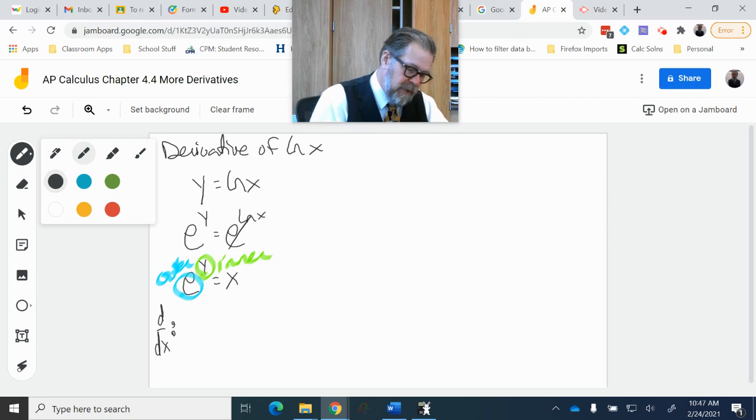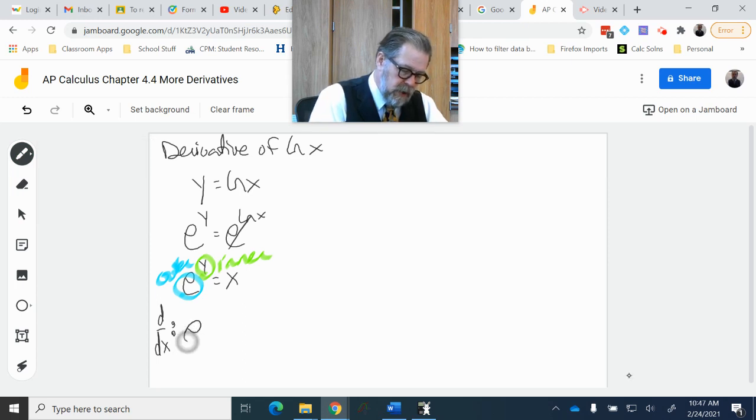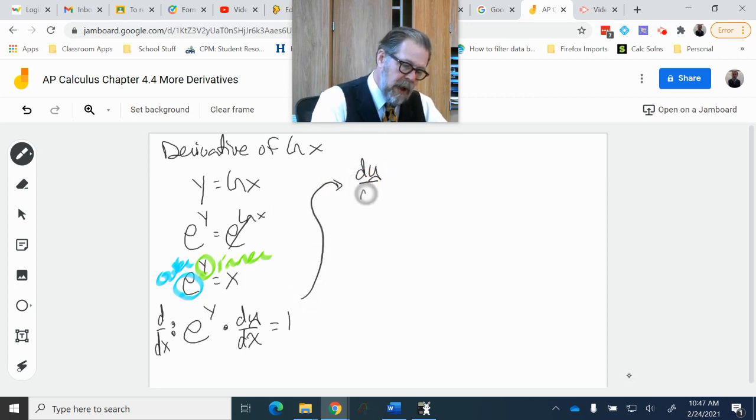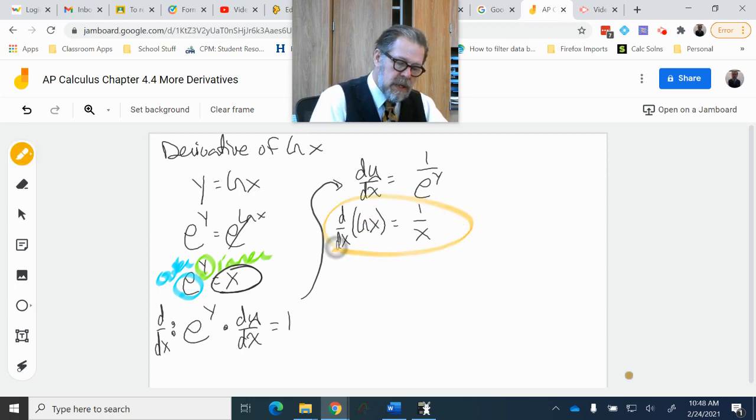So I appear to have switched colors here, but there it is. Let's take this derivative. The derivative of the outer is itself, times the derivative of the inner, is equal to the derivative of x, which is 1. That means the derivative of y with respect to x is 1 over e to the y, but e to the y is just x. So this is equal to 1 over x. The derivative with respect to x of natural log of x is in fact 1 over x.